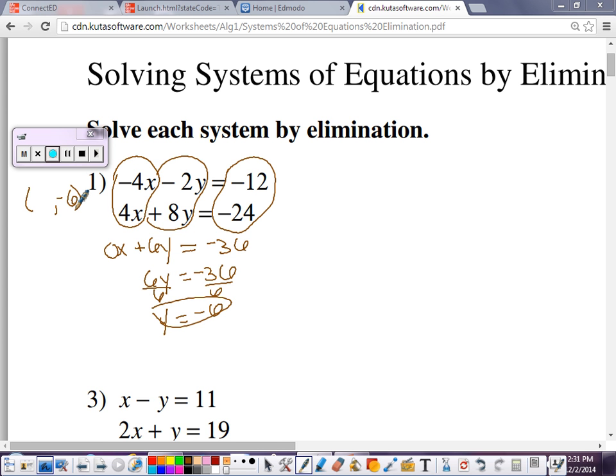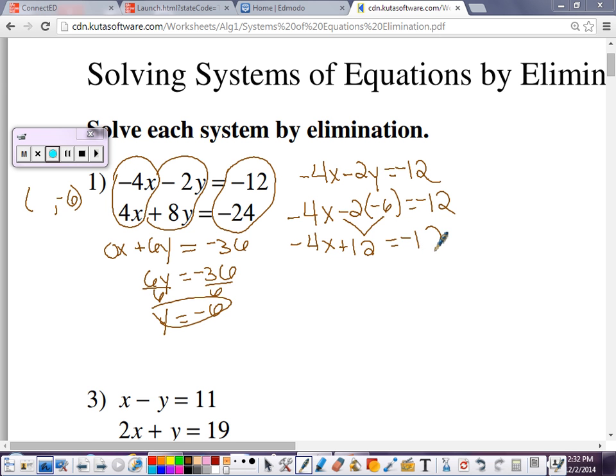Once you know one of the coordinates, all you need to do is pick any one of these two equations. I'm going to just pick the first equation: negative 4x minus 2y equals negative 12. I'm going to plug in the negative 6 I got for the y I have right here. So now I rewrite this equation as negative 4x minus 2 times negative 6 equals negative 12. I'm going to multiply these two things out. Negative 2 times negative 6 is a positive 12.